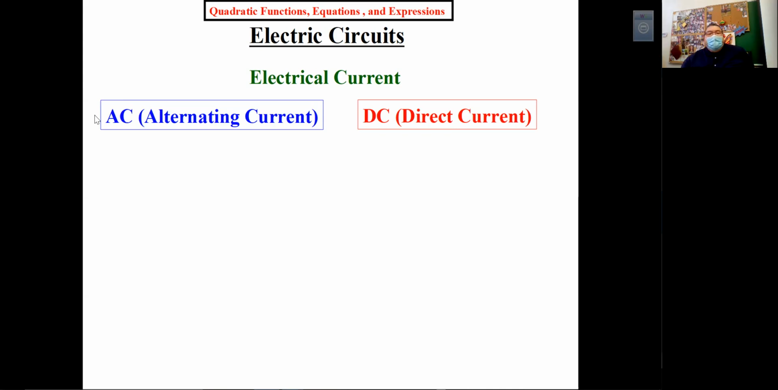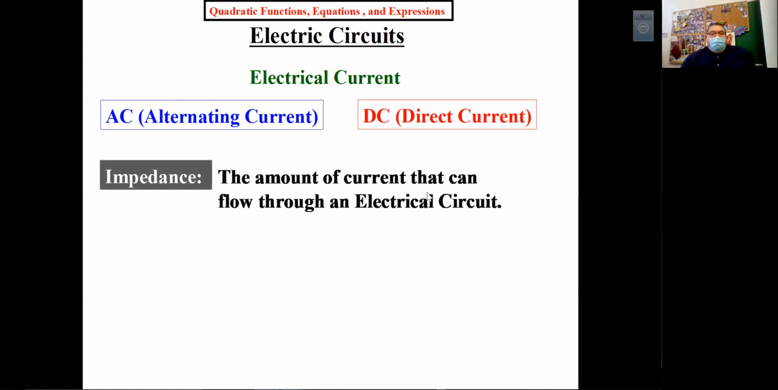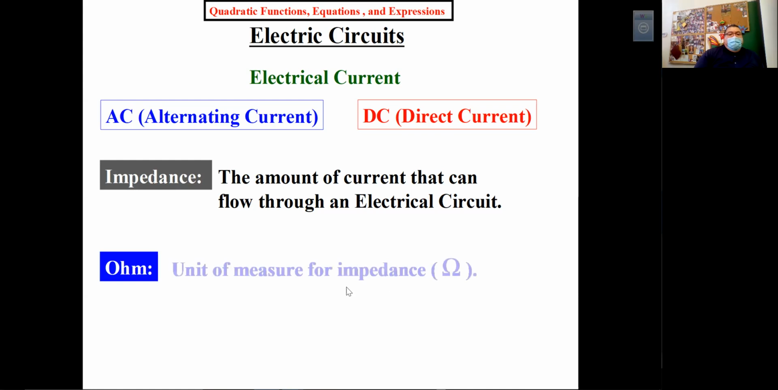Okay, so the current is measured by impedance. What is that? The amount of current that is flowing through a circuit is known as what? Impedance. And the symbol we use to measure it is known as an ohm, or the Greek letter omega. Here's the Greek letter, known as ohm.